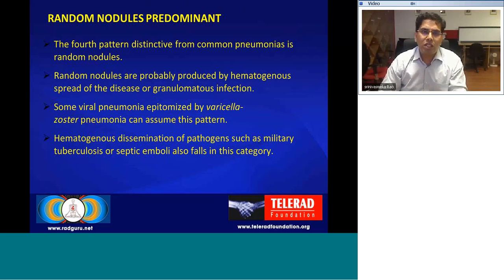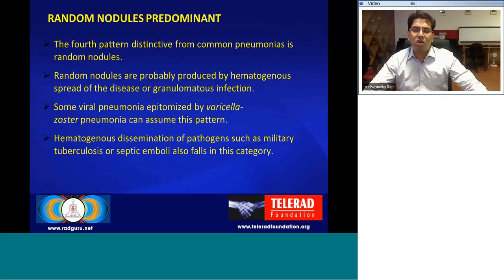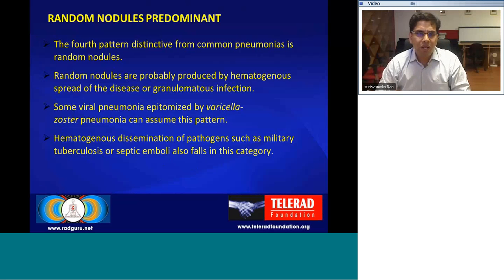So the next pattern is the random nodules predominant pattern. This is the fourth one, and it's caused by hematogenous spread of disease, or most commonly seen with granulomatous infections. Even some viral pneumonias can give rise to this appearance. Varicella zoster has a specific pattern. I'll show you the images. Heterogeneous dissemination of pathogens such as miliary tuberculosis or septic emboli will also fall into this category. Even septic emboli can be categorized into this random nodules predominant category.